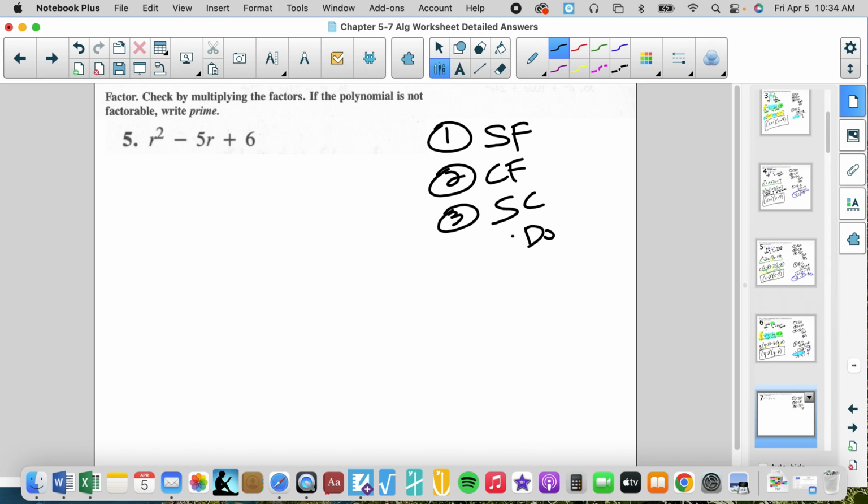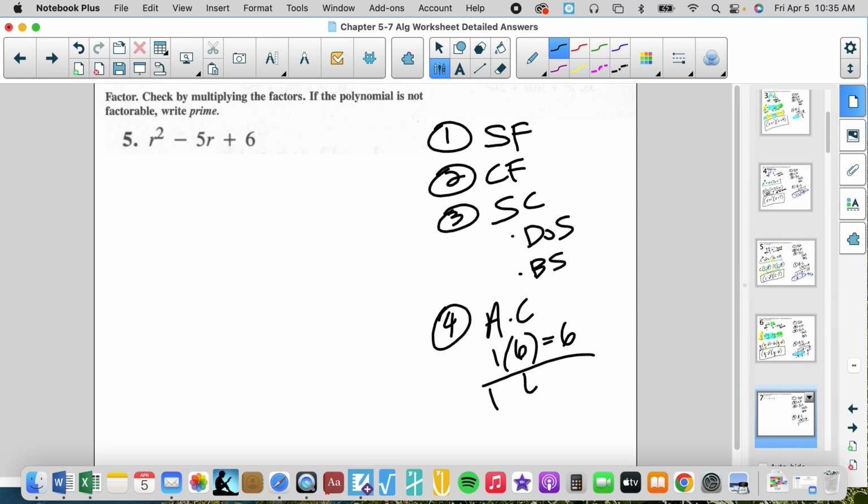Special case, it's not the difference of squares, it's not a binomial square. 6 is not a perfect square. 4 is going to be A times C. A is 1, C is 6, factors of 6: 1 and 6, 2 and 3. Signs are the same when that is positive, and we know that both are negative. So we make those factor pairs negative, negative. That makes negative 7. That makes negative 5.